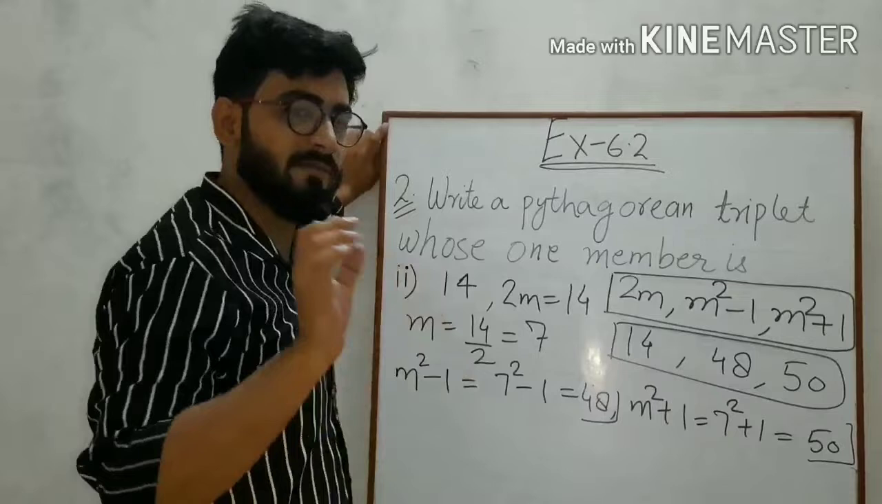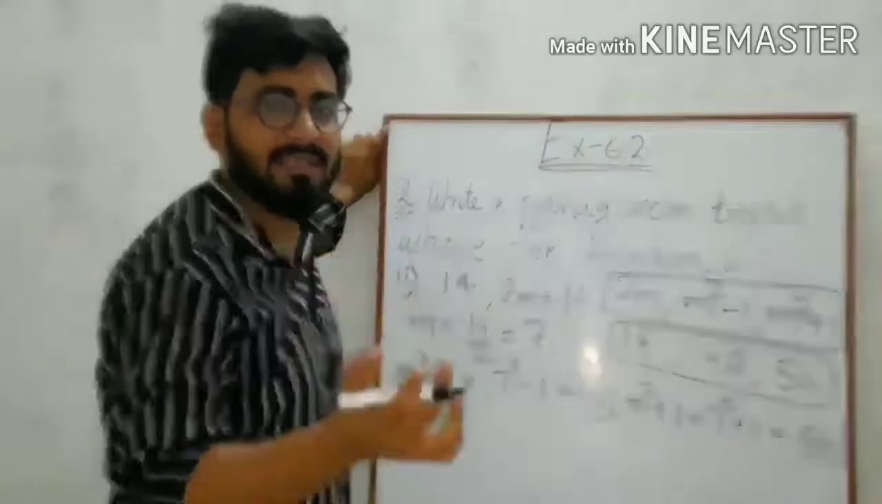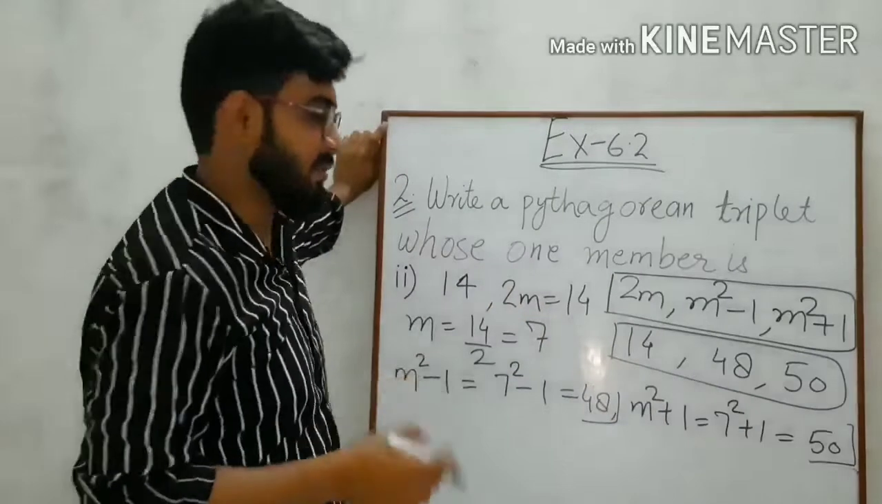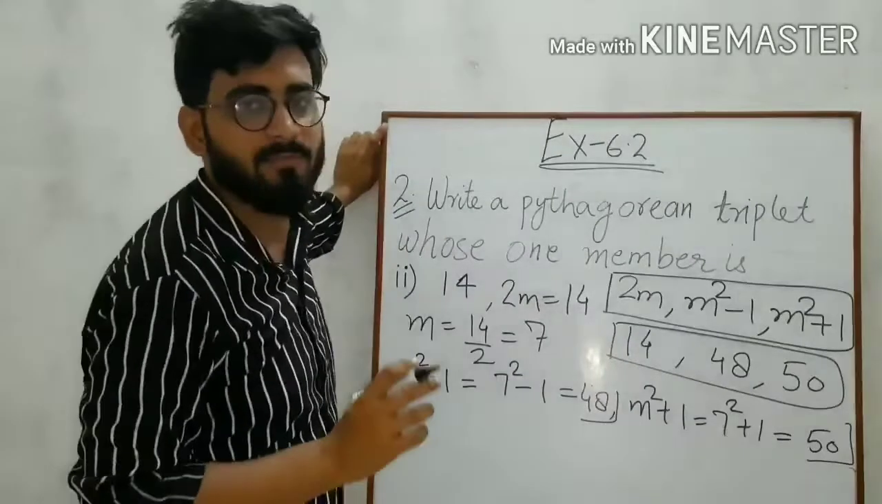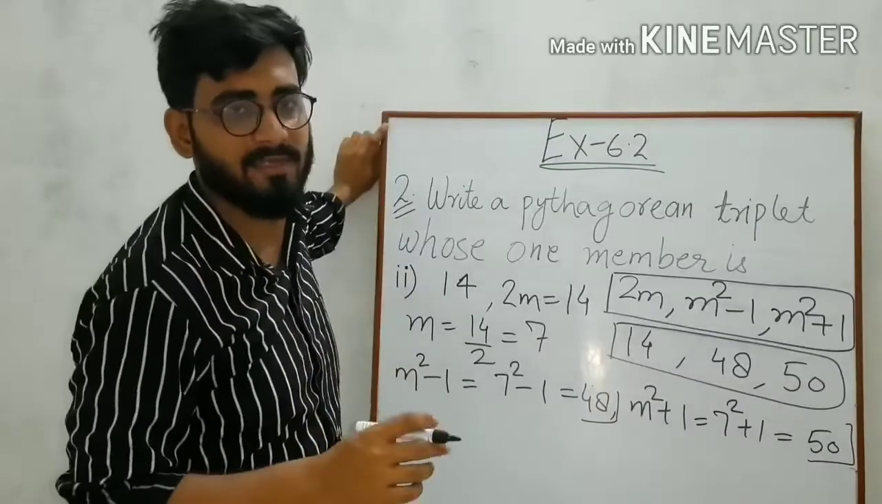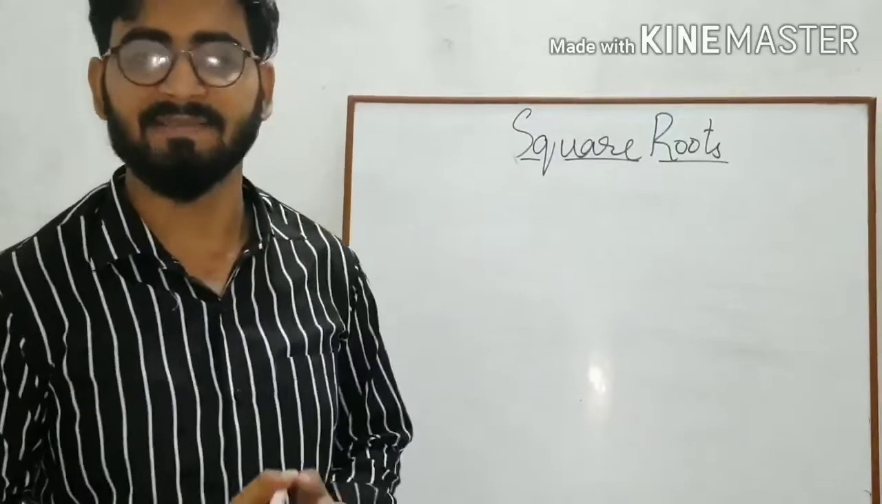Understand? You have been given one member, then with the help of this general form, by calculating the value of m, you find the other two members of the Pythagorean triplet. Okay? Any problem? The remaining two parts you can do as your home assignment. Okay? So now we have completed our exercise 6.2.